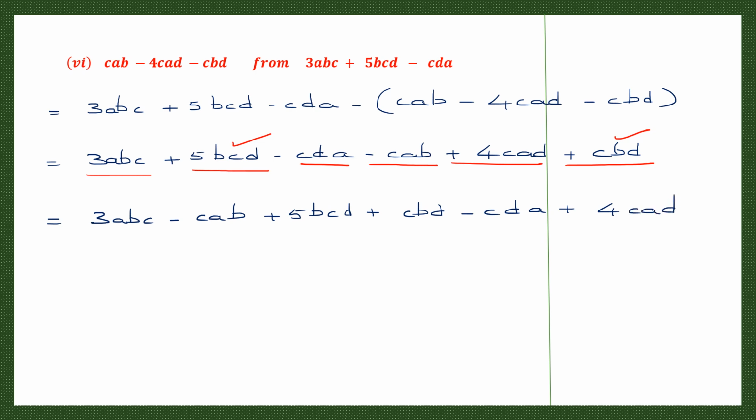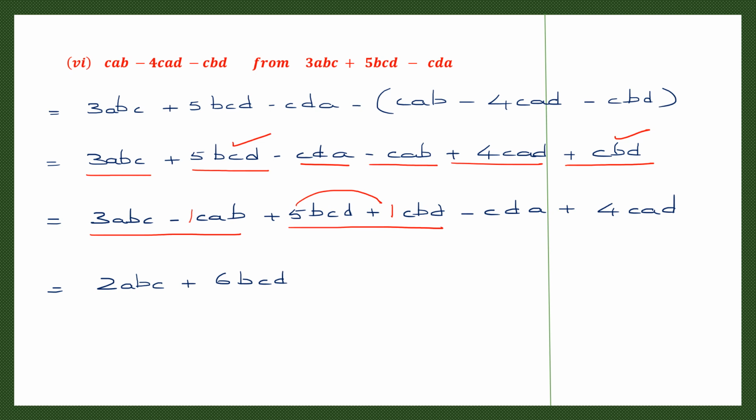So that will be minus CDA plus 4CAD. So now we're going to work on the like terms. Let's work on these two. So that will be 3 minus, this is 1. 3 minus 1 is 2. So that is 2ABC. Now next one is this 5BCD plus 1BCD. Since it's plus, we can do it here itself. It's easier. 5 plus 1 is 6. So that becomes 6BCD.